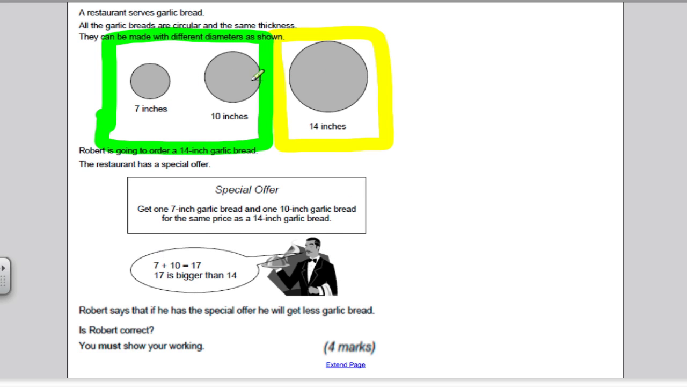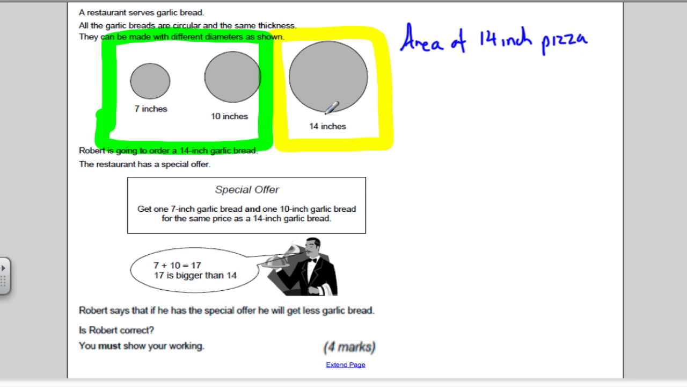And because 7 plus 10 is 17, and 17 is bigger than 14, Robert is thinking that if he takes this offer, he will get less garlic bread than just ordering the 14-inch garlic bread. Is he correct? Well, this is a question of areas. So what we would like to work out is the area of the 14-inch pizza.